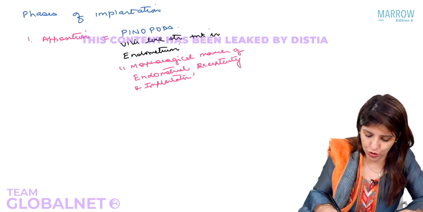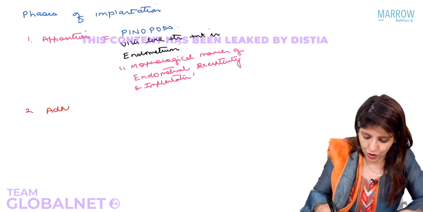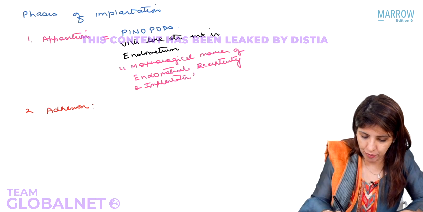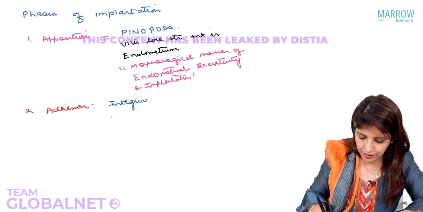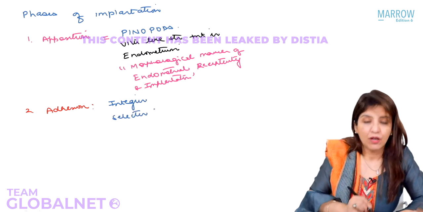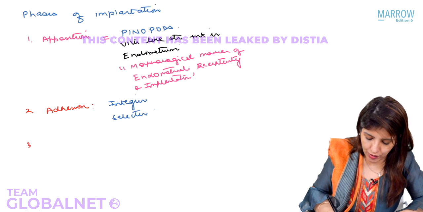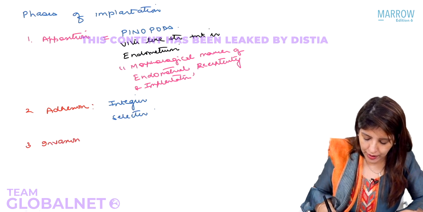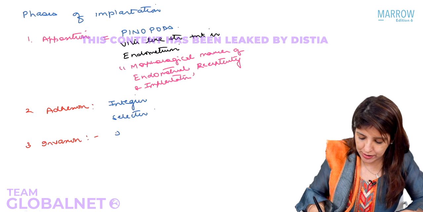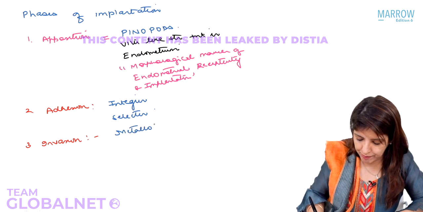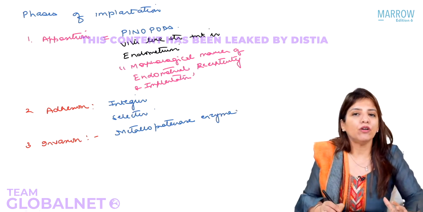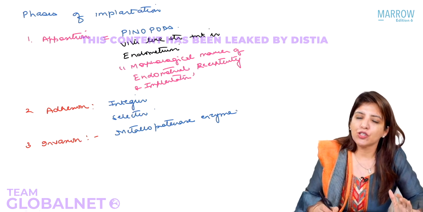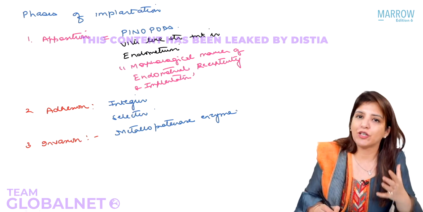So number 1 is apposition. Number 2 is adhesion. Adhesion is facilitated by proteins like integrin, selectin, right? And the third phase is invasion. Invasion is facilitated by the metalloproteinase enzyme. Now here you have to remember that the blastocyst is invading the endometrium, right?